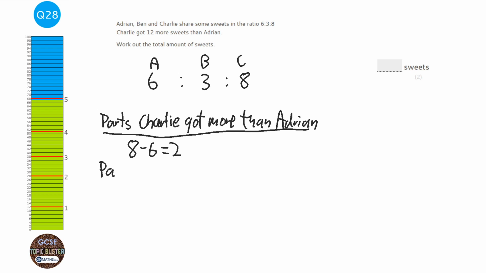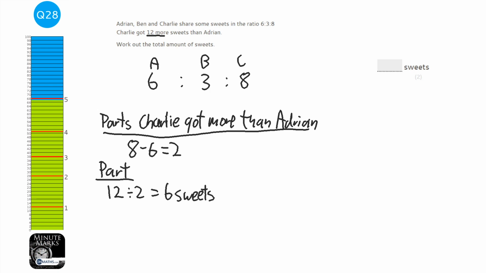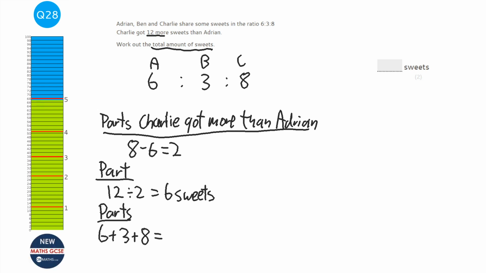And so let's have a look and see what 1 part is worth. So those 2 parts equate to 12 more sweets. So we do 12 divided by 2, 6. So each part is worth 6 sweets. And it says work out the total amount of sweets. So we need to work out how many parts there are in total. So we do 6 plus 3 plus 8. Now I know 6 plus 8 is 14, plus 3 is 17. So we've got 17 parts in total. Each of them is worth 6 sweets.